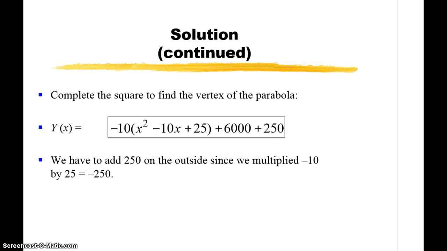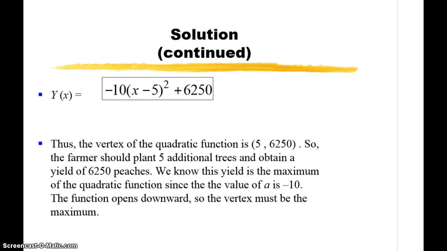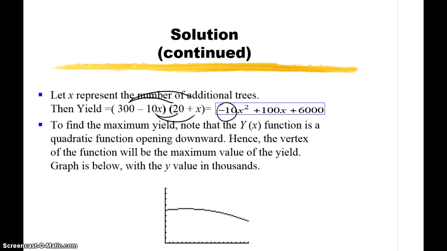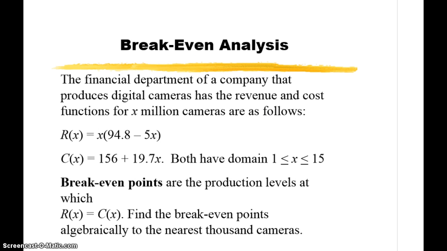So the final answer here, I guess I should jump to, is 6,250. The farmer should plant 5 additional trees to obtain a yield of 6,250 peaches. And again, this is just the coordinates of the vertex. We completed the square to find the vertex algebraically, or you could have just graphed the function into your y equals editor, right? The function that you had here: negative 10x squared plus 100x plus 6,000. That was right here.